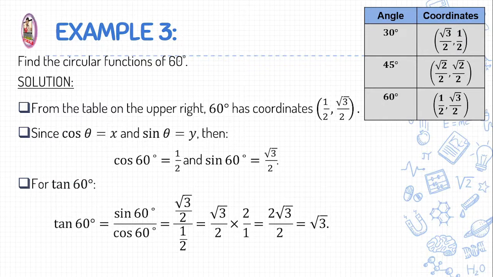So this is division involving fractions. This will become multiplication, and for the divisor, we will get the reciprocal. So square root of 3 all over 2 times the reciprocal of 1/2, which is 2 all over 1. Square root of 3 times 2 is 2 square root of 3, and 2 times 1 is equivalent to 2. So we can still simplify this. 2 divided by 2 is 1, and 1 times square root of 3 is square root of 3. So the value for tangent 60 is square root of 3.